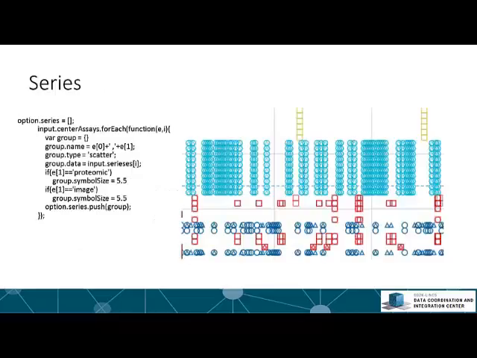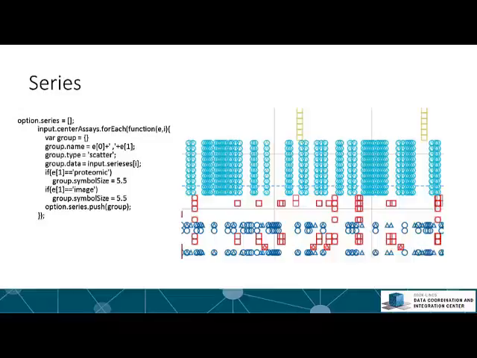Finally, we set the series option. The series is an array of several coordinate groups. Each coordinate group is defined by center and asset and has its own color and symbol. Each coordinate group is plotted as a group of symbols on the chart. Group.name specifies the name of the group. Group.type tells ECharts that the data will be plotted as a scatter plot.